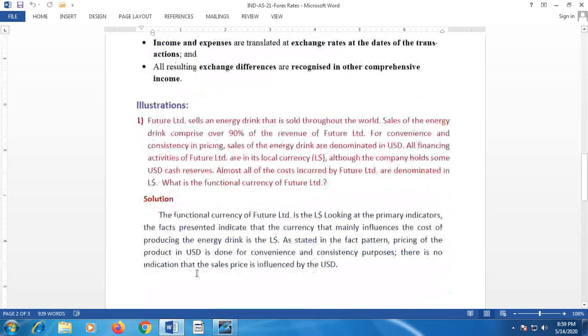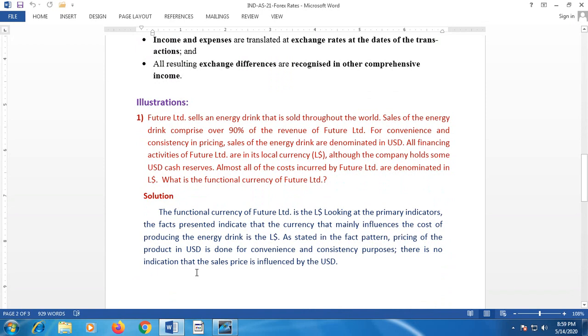Now we shall consider two illustrations. Here in the first illustration, Future Limited sells an energy drink that is sold throughout the world. Sales of the energy drink comprise over 90% of the revenue of Future Limited. For convenience and consistency in pricing, sales of the energy drink are denominated in US dollar.